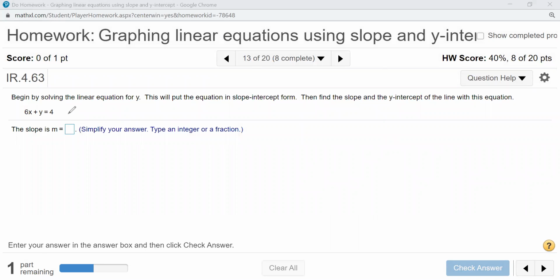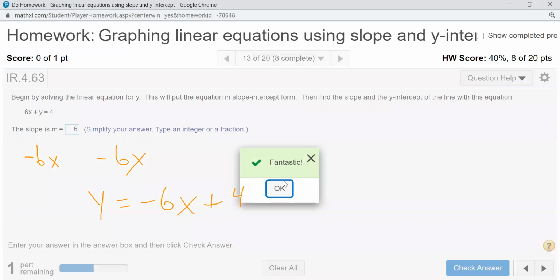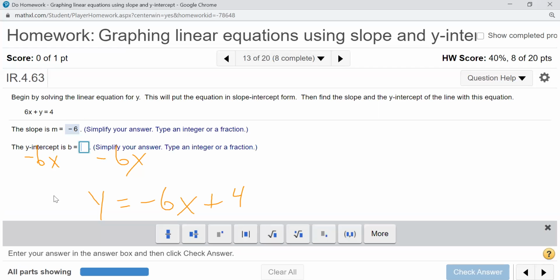On this one, we can still figure out what the slope and y-intercept are, but we need to put it in y equals mx plus b form, which means we need y by itself on the left-hand side, then something x plus some other number. So what we need to do is subtract 6x from both sides of this equation. You'll end up with y equals negative 6x plus 4. So the slope is negative 6, the value in front of x. The y-intercept is b equals 4.